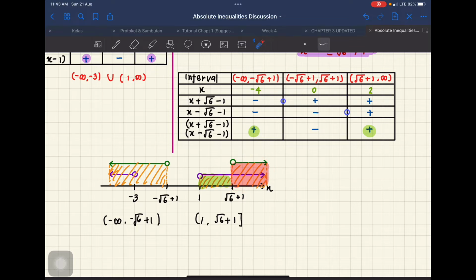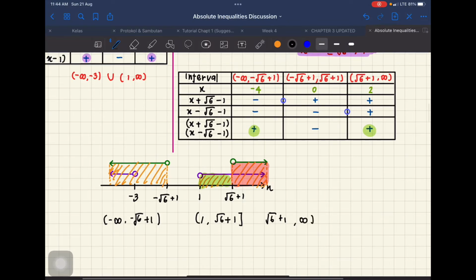Okay, so kalau tengokkan yang itu dia adalah daripada yang hijau ni. So, bila daripada yang hijau, dia daripada 6 tambah 1 sampai mana? Sampai positive infinity. So, positive infinity always open bracket. Okay, and then kalau tengok dekat sini, dia adalah empty circle. Kalau empty circle, maksudnya dia tidak termasuk. So, dia jadi open bracket.